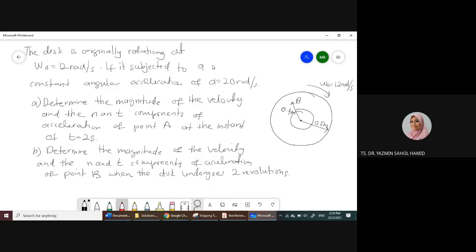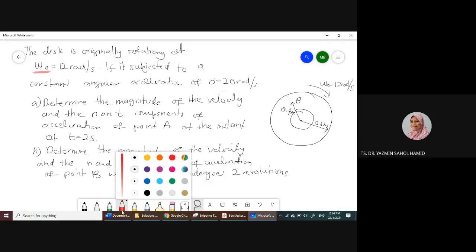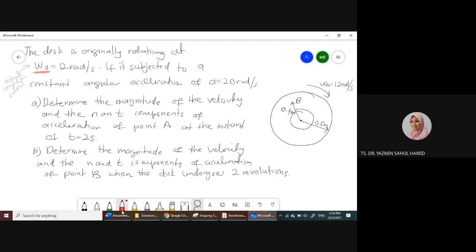You must be very vigilant and careful. This is not omega. This is what? Sometimes students misread. This is omega naught. Omega naught means the initial angular velocity. It is like v naught. It is subjected to a constant angular acceleration alpha of 20 radian per second square.